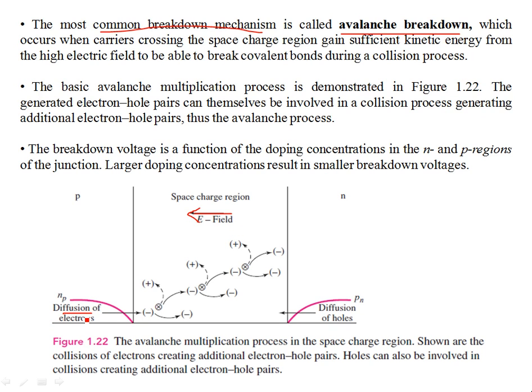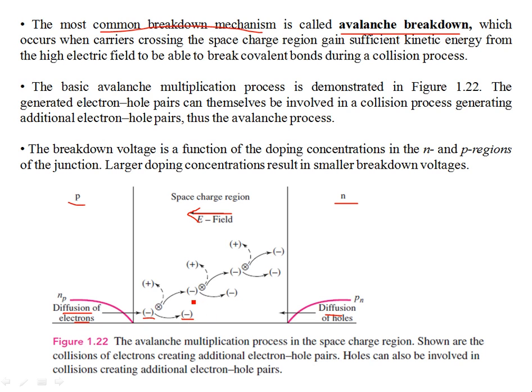The diffusion of electrons, which are minority carriers on the P side, and then you have diffusion of holes from the other side. What happens is, because of the E field, you have the breakages of the covalent bonds, and there are more minority carriers, there is more diffusion. But what happens is it starts multiplying. It gets enough kinetic energy to collide with the silicon lattice atoms and knock out further electrons.